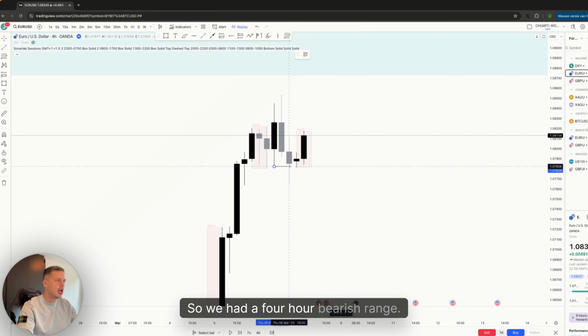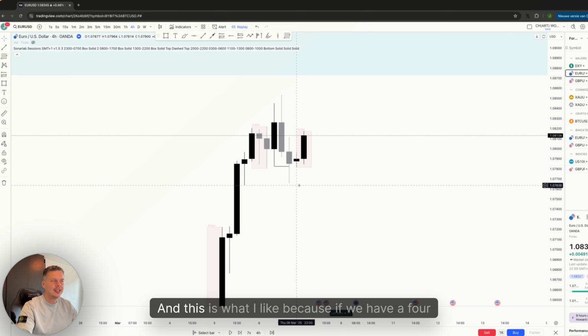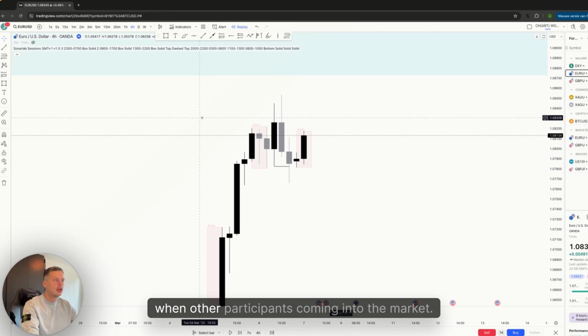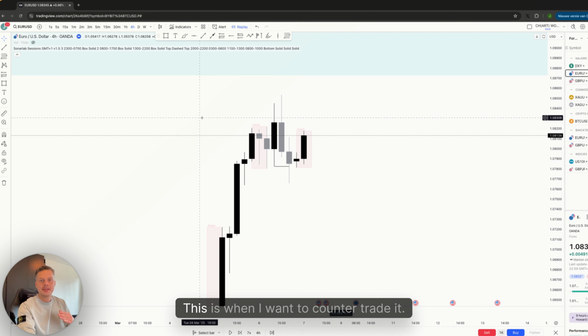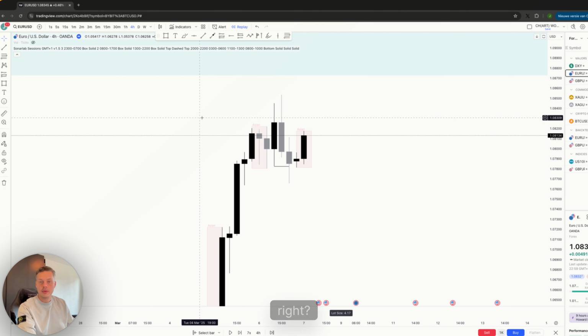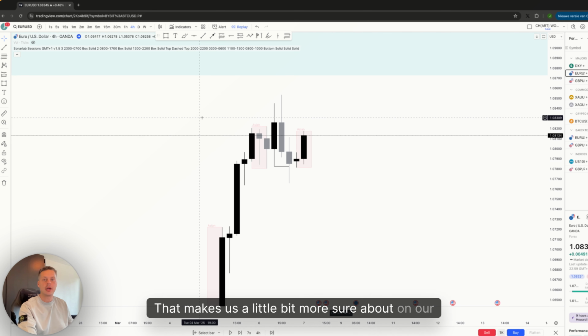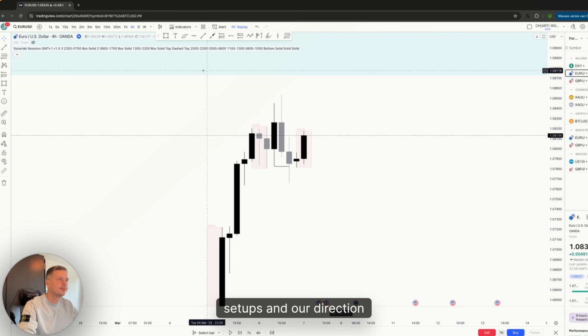So we had a 4-hour bearish range, and this is what I like, because if we have a 4-hour bearish range, this means that potentially lots of sellers will come into the market. And when other participants are coming into the market, this is when I want to counter trade it. I want to go in the opposite direction, because the majority of traders fail, right? 90% of people lose money. So why not go against them? That makes us a little bit more sure about our setups and our direction.